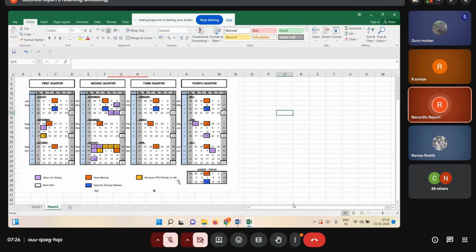And shutdown PTO day off. Shutdown in the sense the company is going to close for these particular days, guys. So why has this happened here, 25th, 26th, 27, 28, 29? One second, why is it happening here, guys? Christmas, Christmas holidays and January 1st.